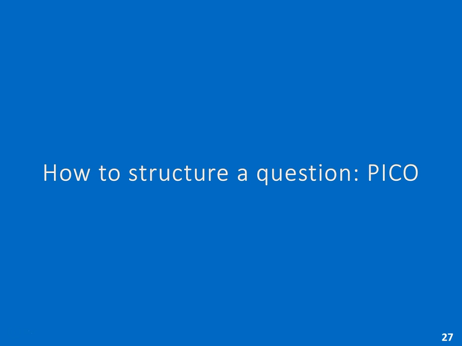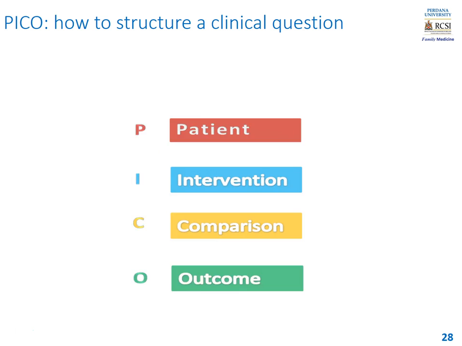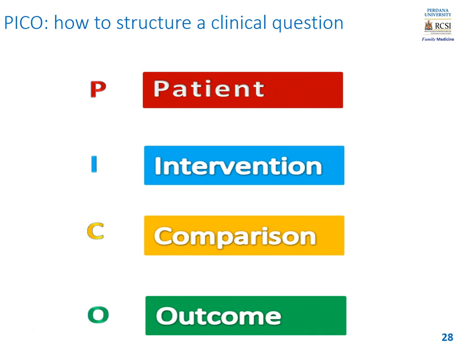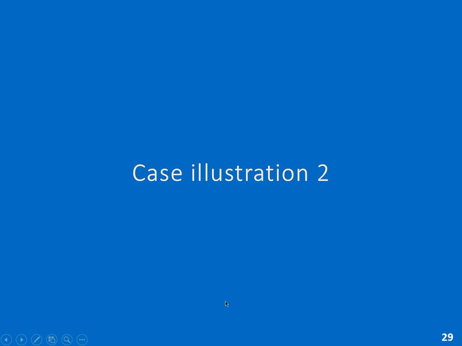So let's look into the structuring of a clinical question using the PICO format. Patient, intervention, comparison, outcome. Patient could also stand for population. Intervention is sometimes also seen as exposure, comparison, and outcome. So let's have a look. Let's look at a case to illustrate this.